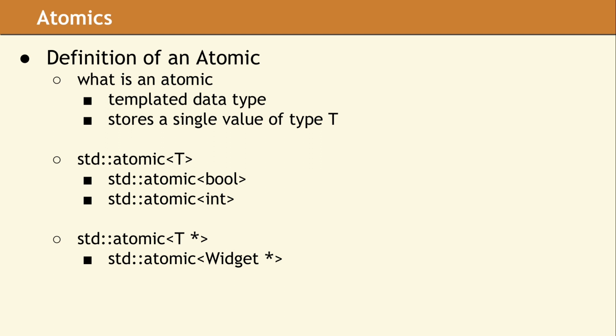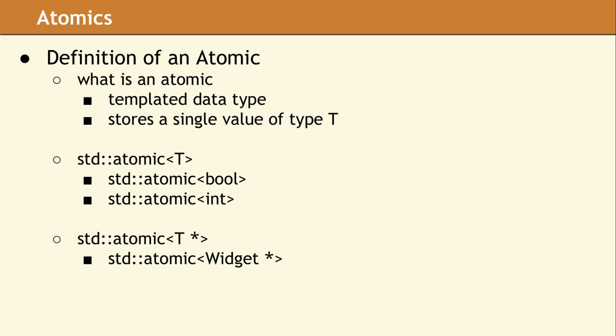Let's start by going over the definition. An atomic is a templated data type. If you're not familiar with std atomic, the T is similar to the T you would find in std unique pointer or std vector. It stores a single value of type T, where the T is usually some primitive type like bool, int, char32_t, or long. There is also a template partial specialization, which accepts any raw pointer, like widget star. There is nothing special about the data stored inside an std atomic. What is special are the instructions the compiler uses to read and write the data.